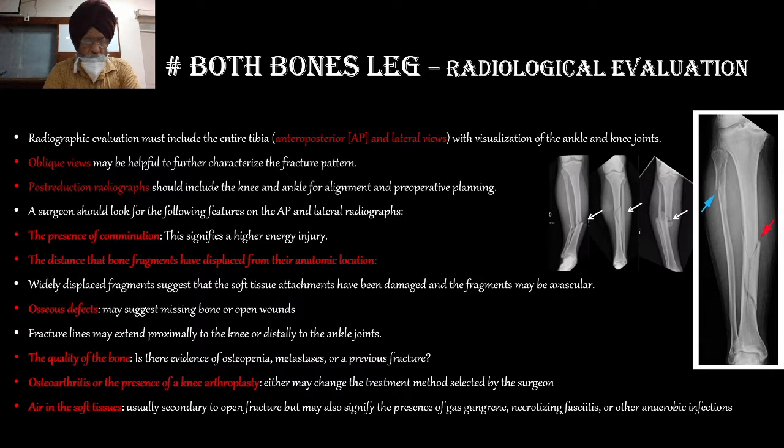Then the quality of the bone, that is osteoporotic, metastatic or pathological fracture, osteoarthritis of the neighboring joints, or any arthroplasty of the joints. Then air in the soft tissue, usually secondary to an open fracture, but it may also signify the presence of gas gangrene, necrotizing fasciitis, or other anaerobic infections.